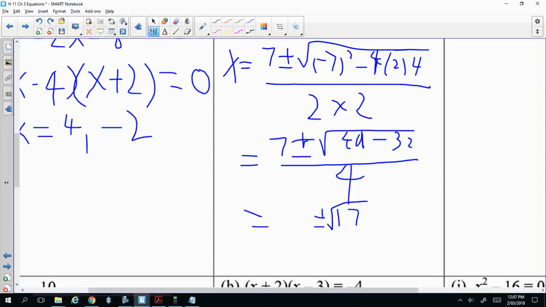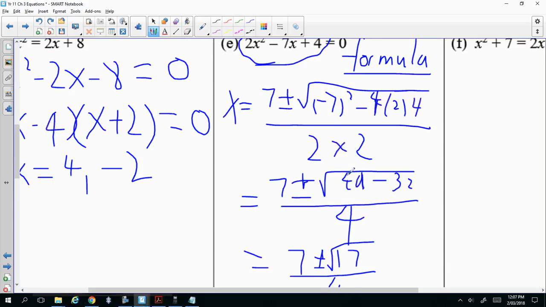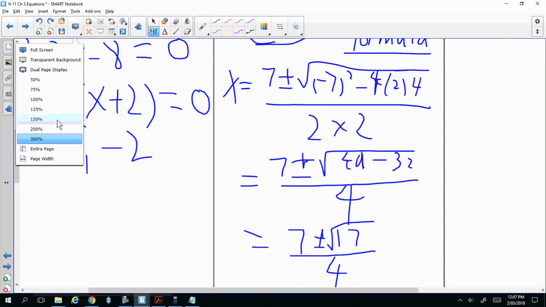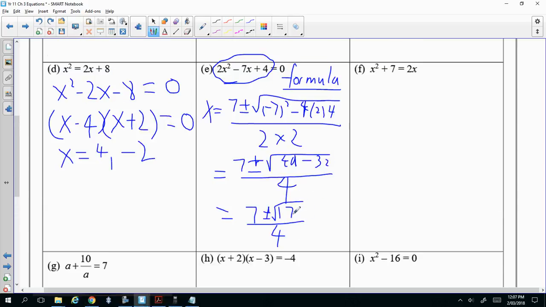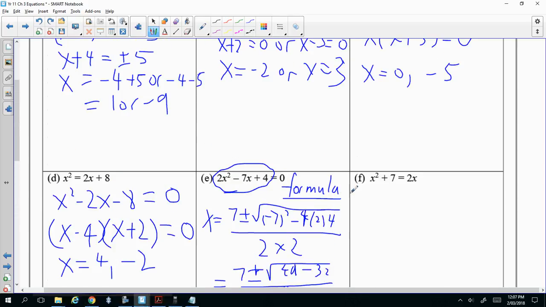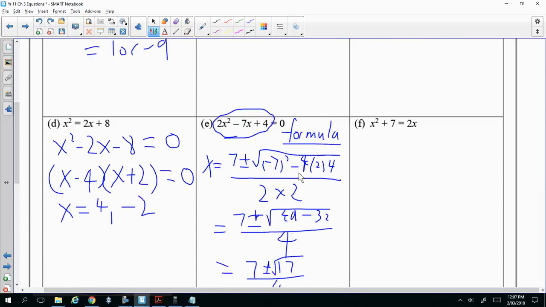Because you won't be able to factorize if your answer is a third, right? You can factorize if the answer is not a third, then you can factorize. Okay? Okay, good. All right, next one.